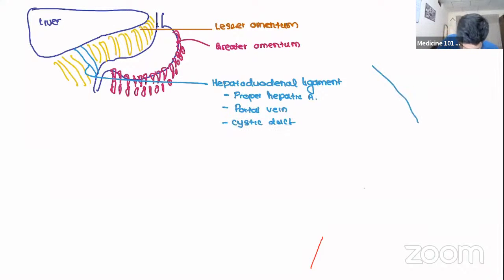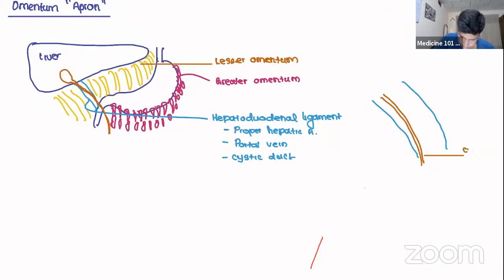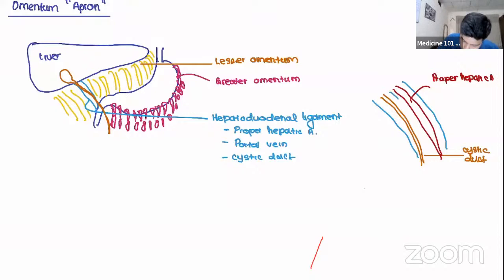Let's draw it now. The gallbladder is found on this side. We have the gallbladder here, but its duct opens up here. It opens up to the duct from the pancreas, the pancreatic duct. It goes through the hepatoduodenal ligament. Cystic duct. Next, we have the proper hepatic artery, and finally the portal vein.